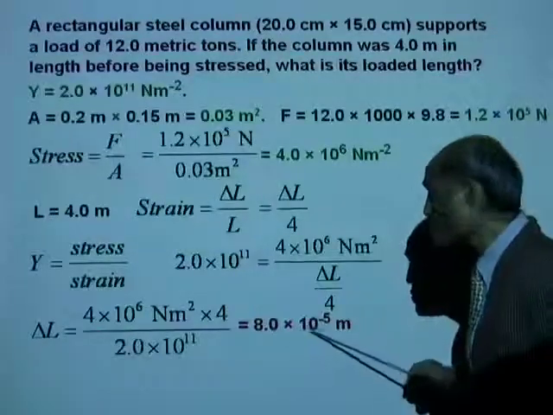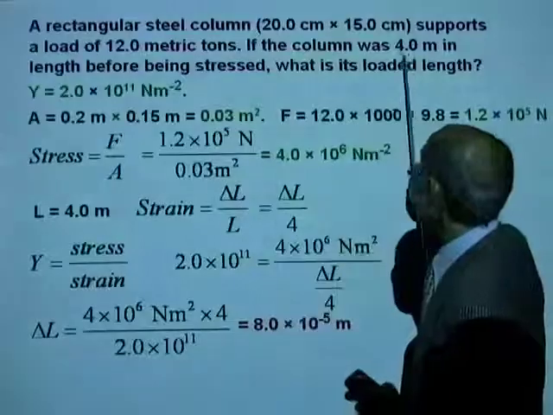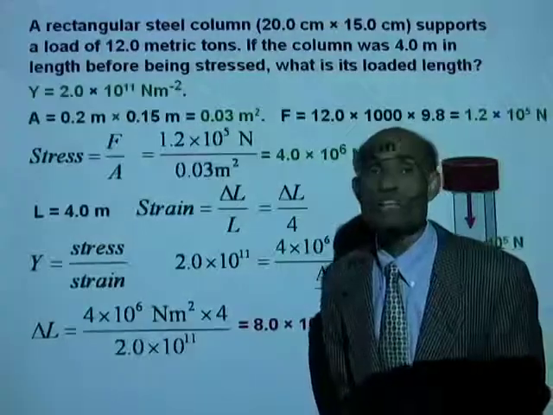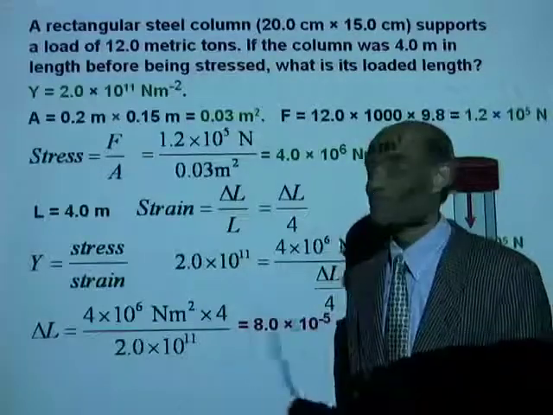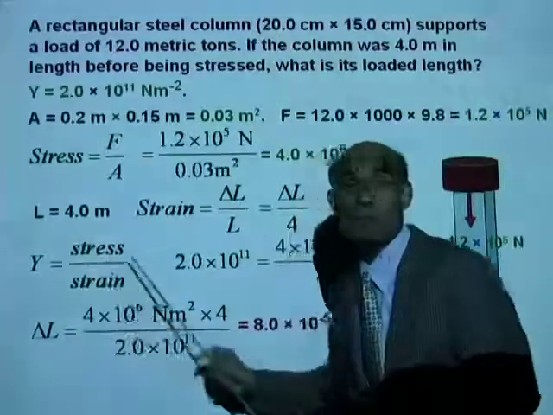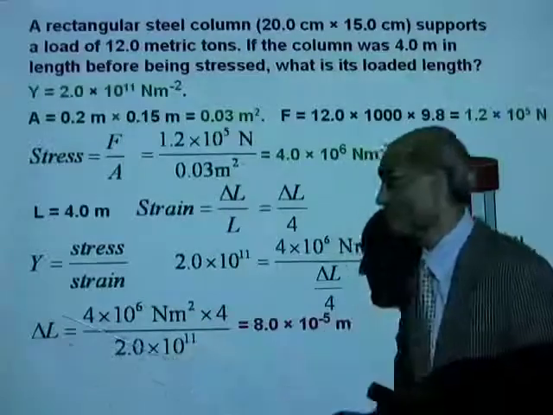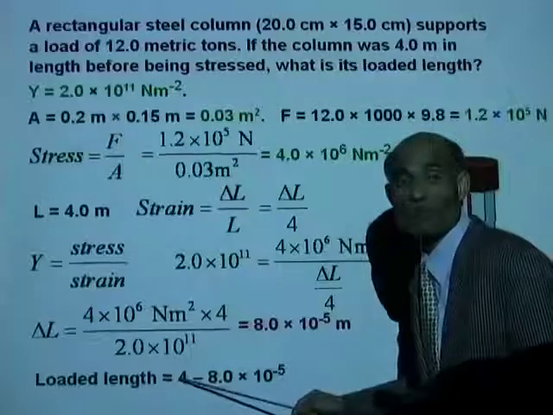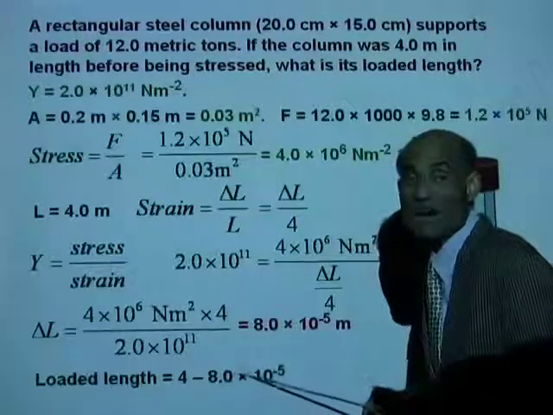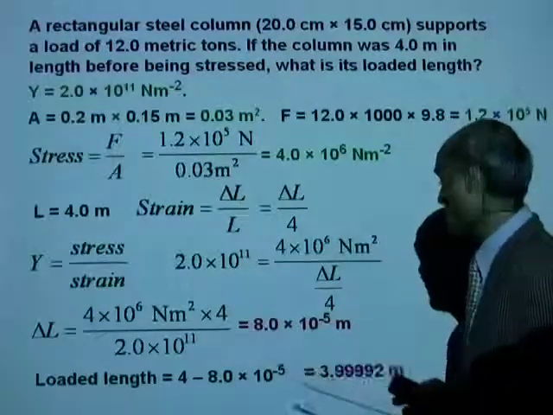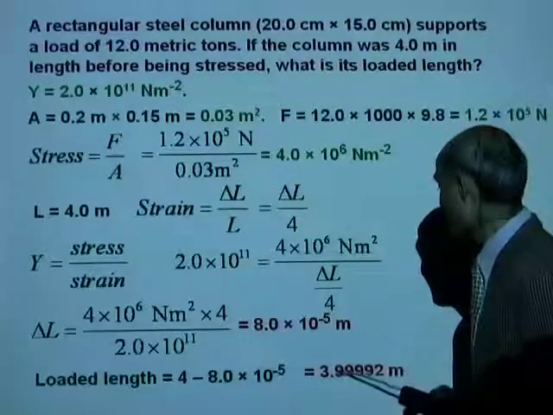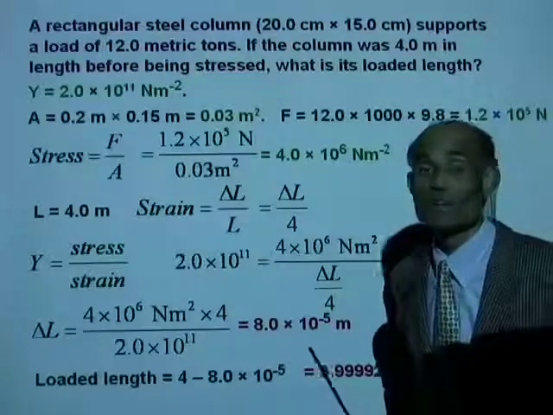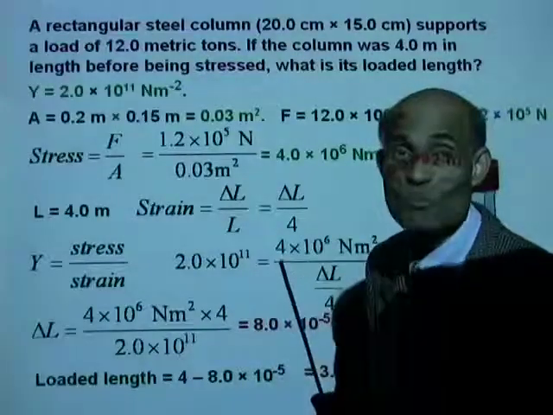Well, this is the change in length. This is the original length 4 meter. Therefore, what is the loaded length? The loaded length is L minus delta L. So, loaded length is L minus delta L, 4 minus 8 times 10 to the negative 5, and that is 3.99992 meter. You can see the change in length is so very small.